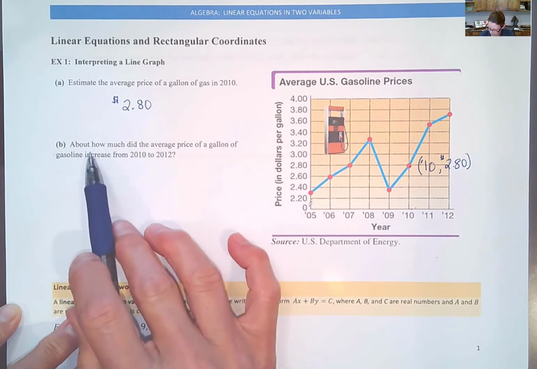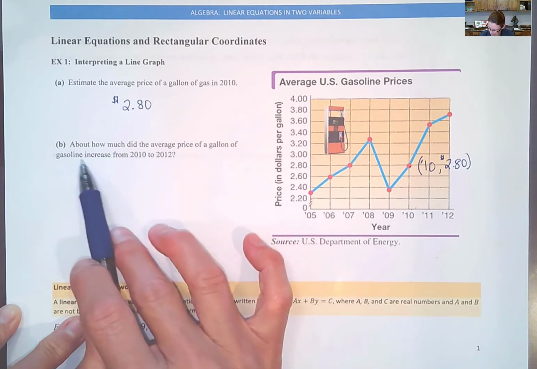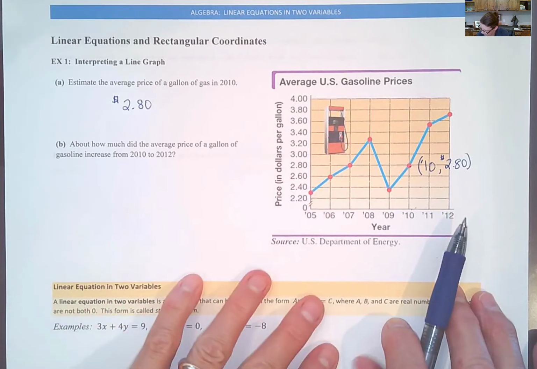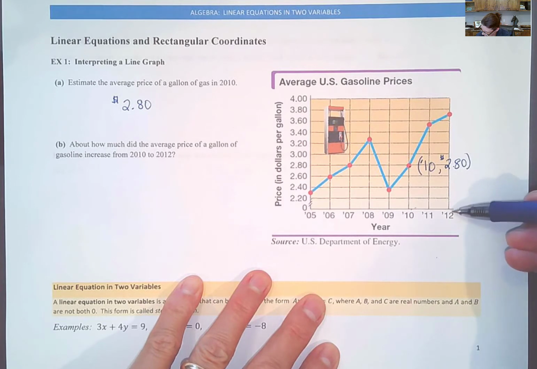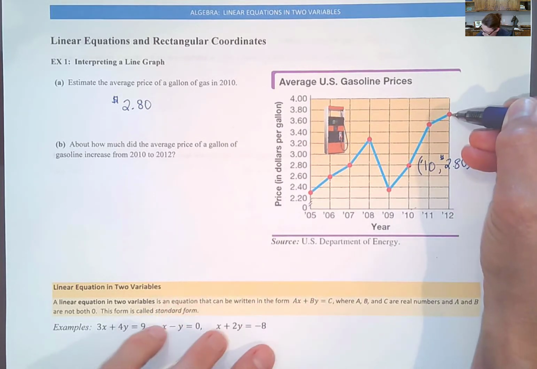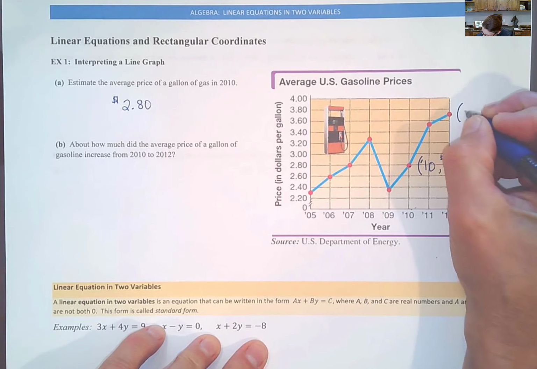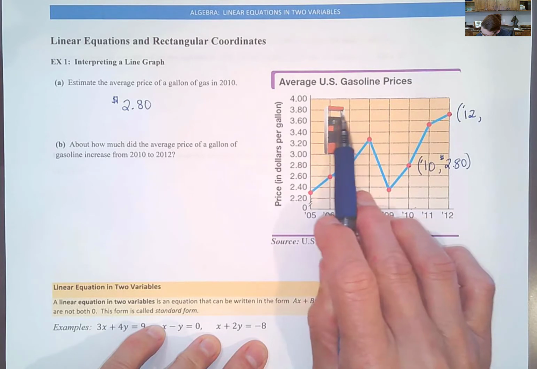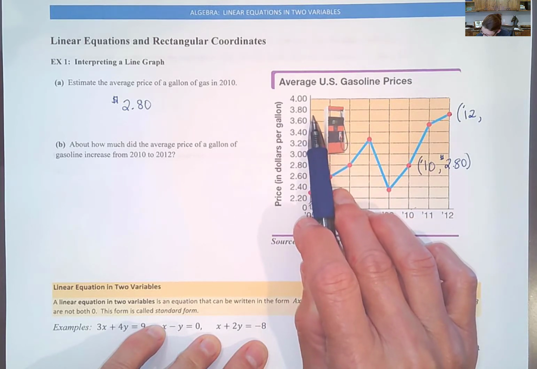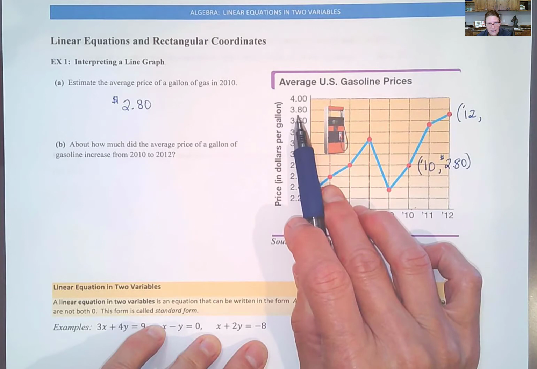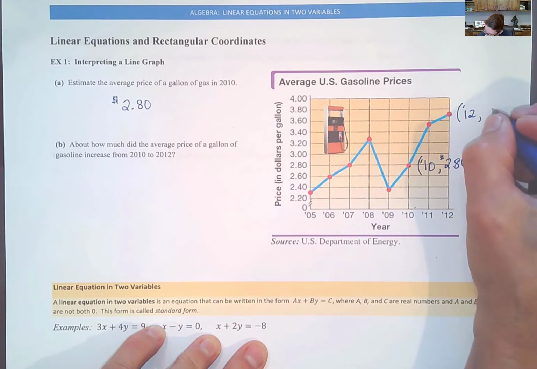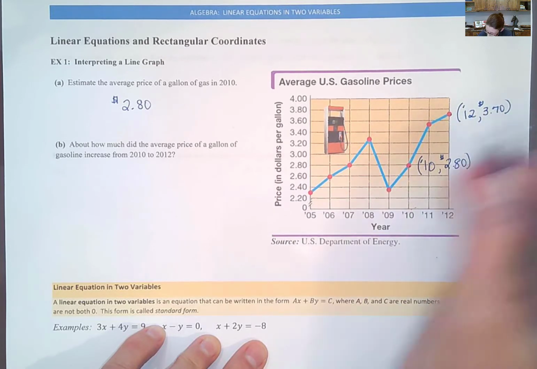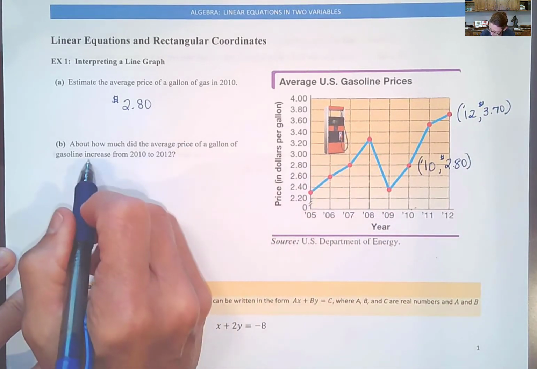Now in part B, about how much did the average price of a gallon of gasoline increase from 2010 to 2012? Well, let's take a look at 2012 and follow that year up to our graph. So in the year 2012, it appears that the average price of a gallon of gas is right about halfway between $3.60 and $3.80. So let's estimate that at $3.70.